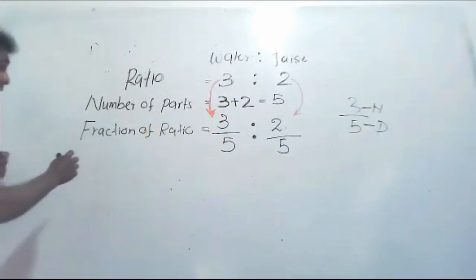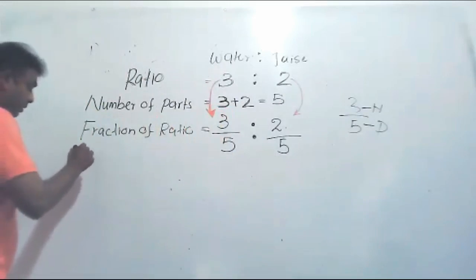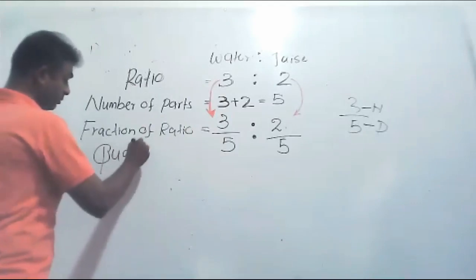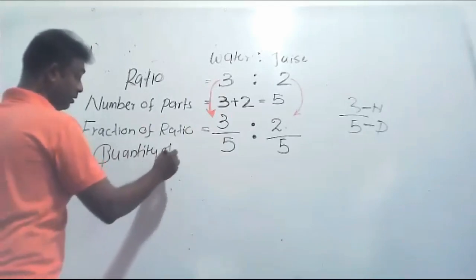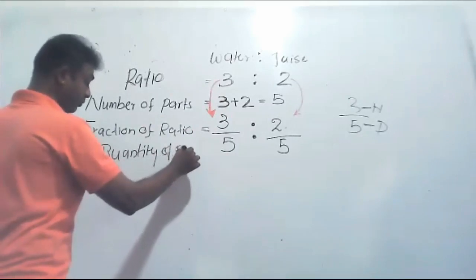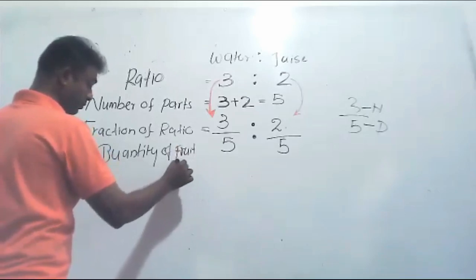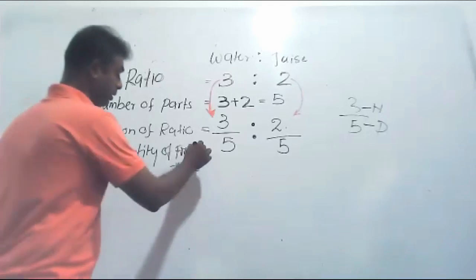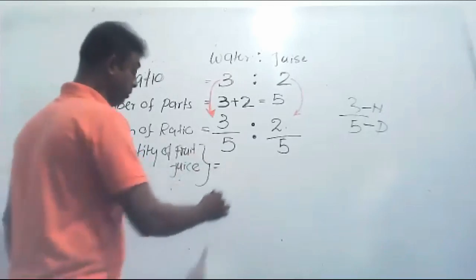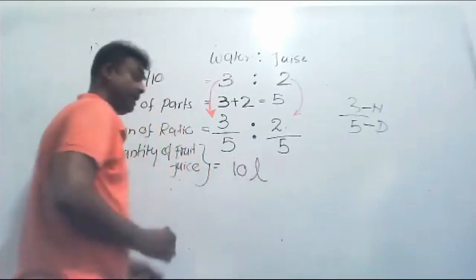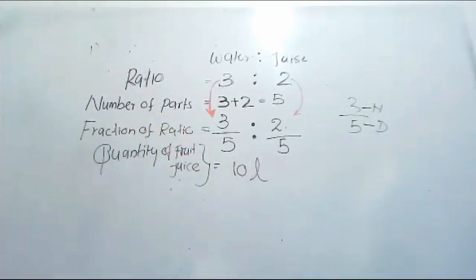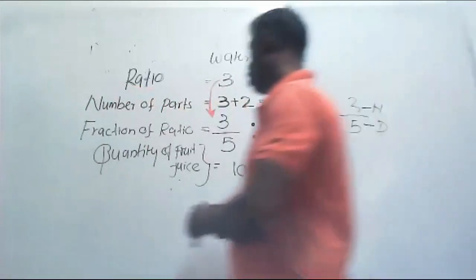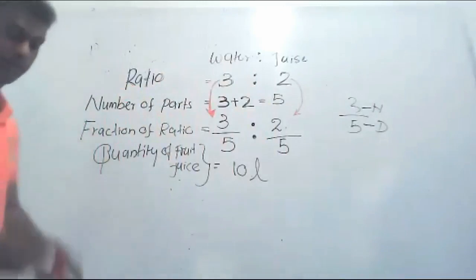The next step is the quantity of produce. What is the quantity of produce according to our exercise? 10 liters. The 10 liters is the total quantity. Then we go to water, to find how much water there is.